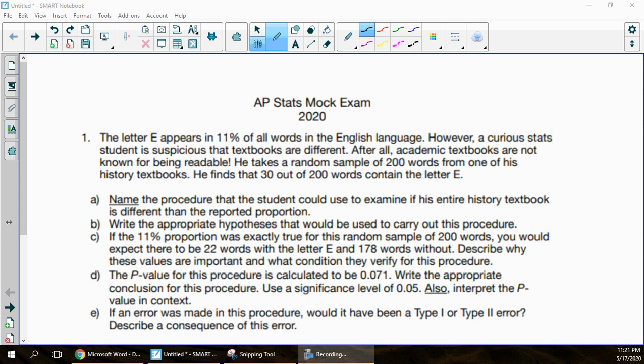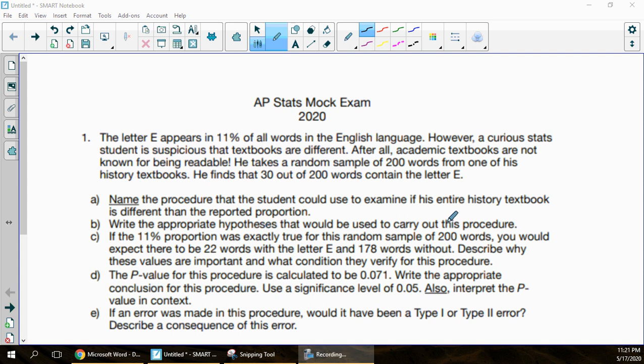Name the procedure that would be done here. This procedure is going to be a one sample Z test for proportions. A one sample Z test for proportions, because it's a proportion, 30 out of 200, and there's only one sample.